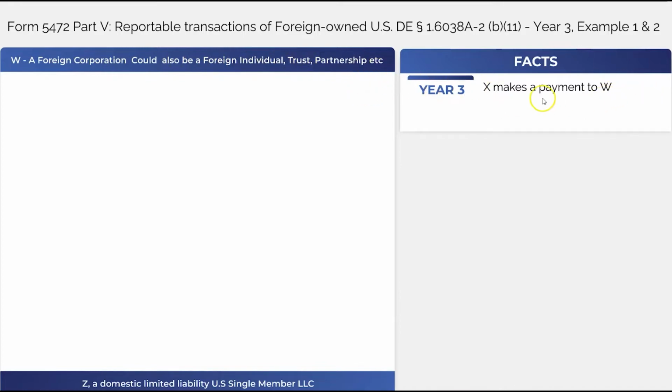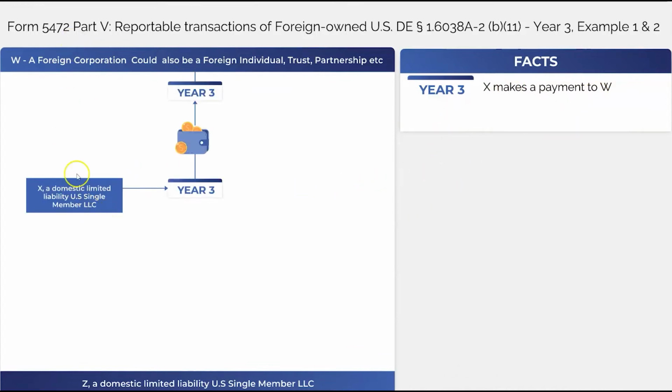So here it's telling us that X makes payment to W in year 3. So let's look at how that works out. So now, don't be confused. X is owned by W. W formed this.